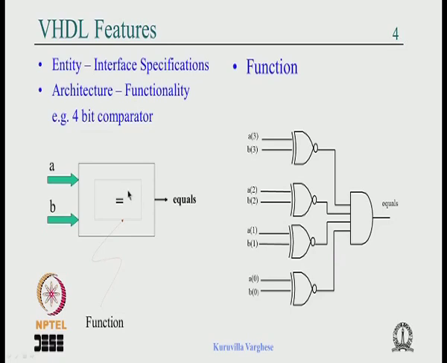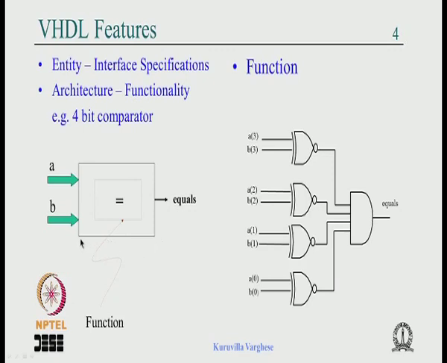So say you look at an equality comparator. You have A and B, which are 4 bit, and there is a single bit signal called equal. When the numerical value of A is exactly equal to B, that means if A is 1010 and B is 1010, this will be 1. That is the meaning of it.